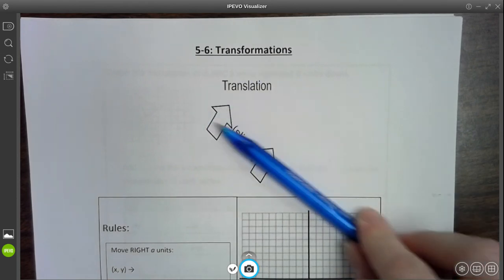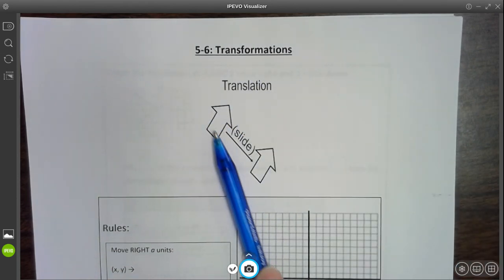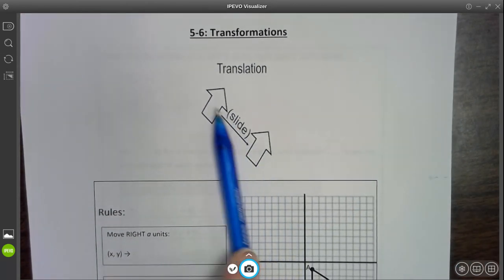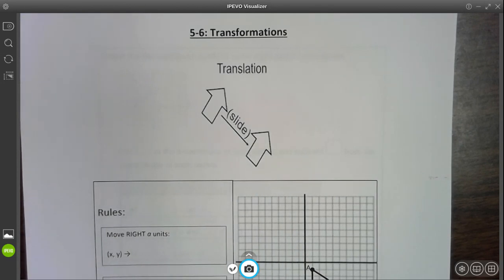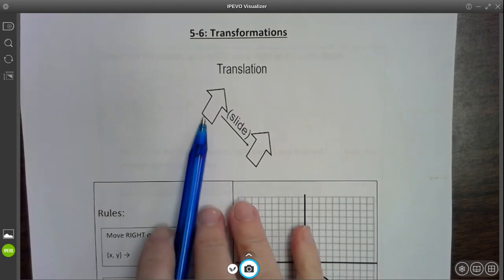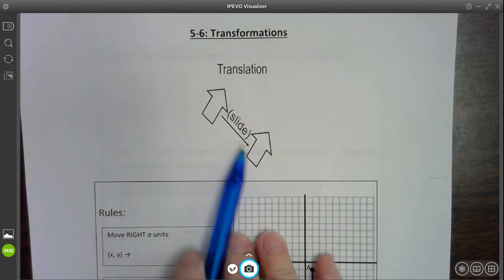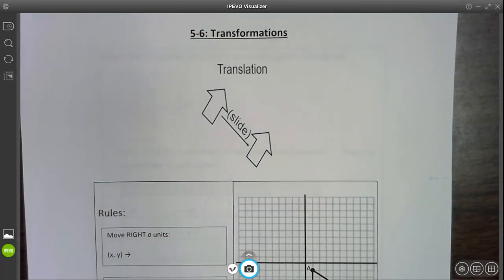So today we're going to talk about translations. Another word for a translation is a slide. So when something slides from one location to another, the important thing to remember is that the shapes are going to stay the same size and shape. So they are going to be congruent.